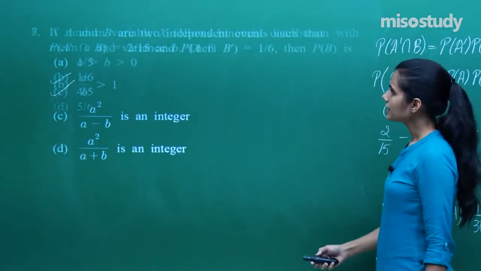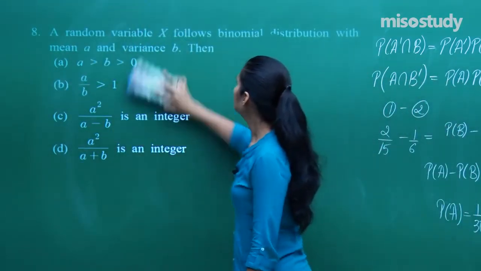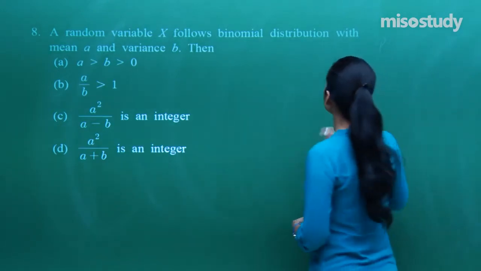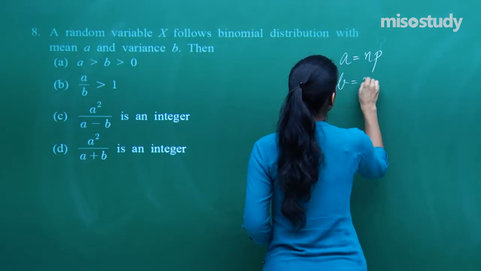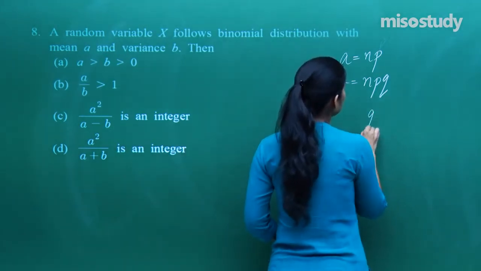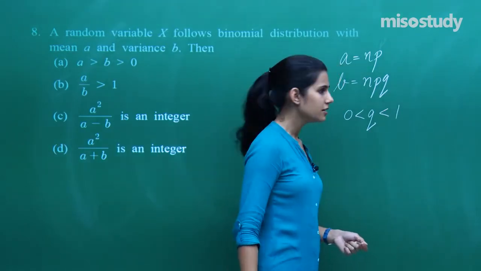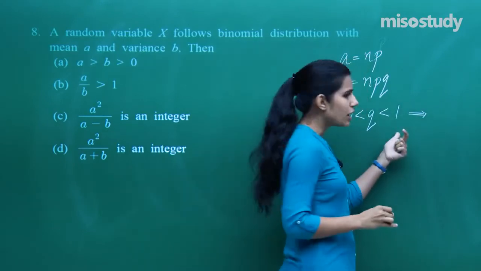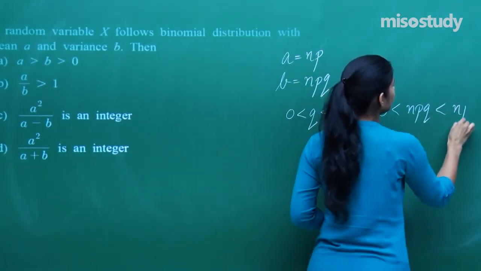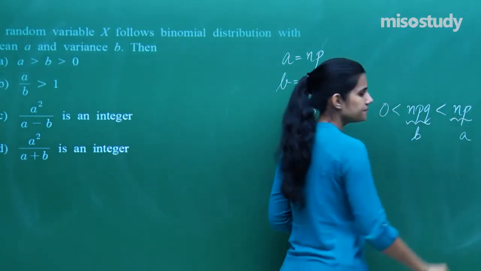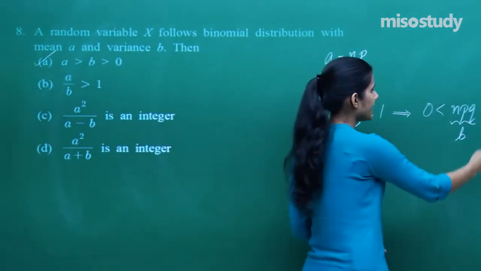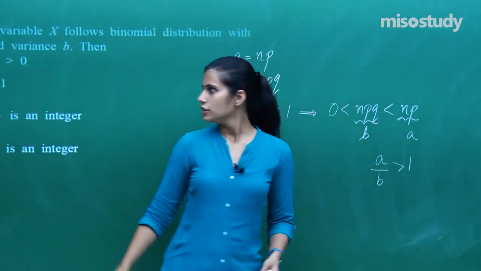Fine. Moving on to the next, we have a random variable x which follows a binomial distribution with mean A and variance B. So the mean is A, that means A is NP and B is NPQ, that is the variance. Then you need to decide whether these points are true or false. Now see, P and Q are both between 0 and 1, they are probabilities of success and failure. If Q is like this, then if you multiply throughout by NP, where N is positive and P is positive, you get 0 is less than NPQ is less than NP. This is nothing but B and this is nothing but A. So you are getting A is greater than B is greater than 0, or I can also say A by B is greater than 1. Right? So this is also true.